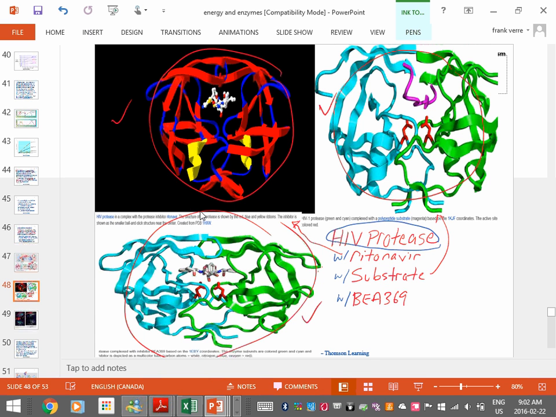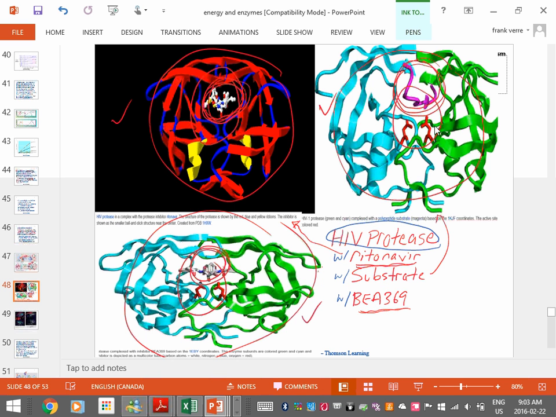This is the active site right in here. So the substrate is this thing highlighted in magenta over here. And these molecules are called inhibitors. So here's the name of the inhibitor, and here's the other one. I don't really care if you know the names of the inhibitors, but I want you to be able to look at this and tell me, do you think this looks competitive, or does this look non-competitive?